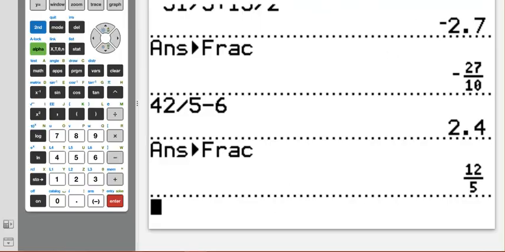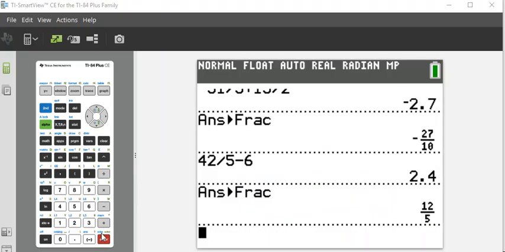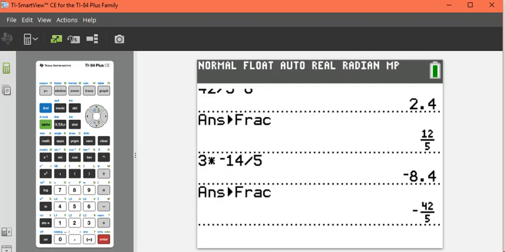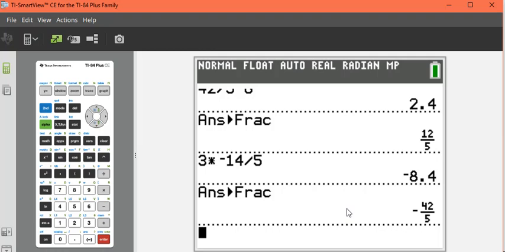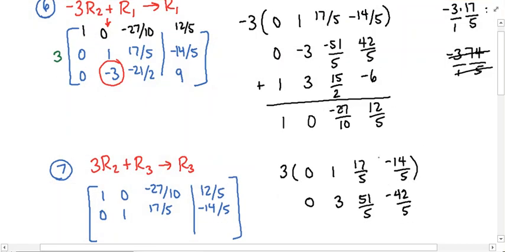So for example, you could have done 3 times -14/5. Type it in just like you see it, and then convert it to a fraction. And so you could have gotten it that way if you don't feel comfortable doing it by hand. Anyway, that's what we got. We multiplied the second row by 3.